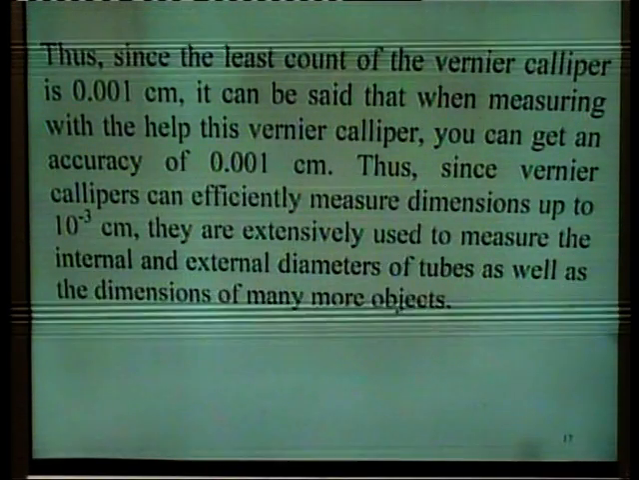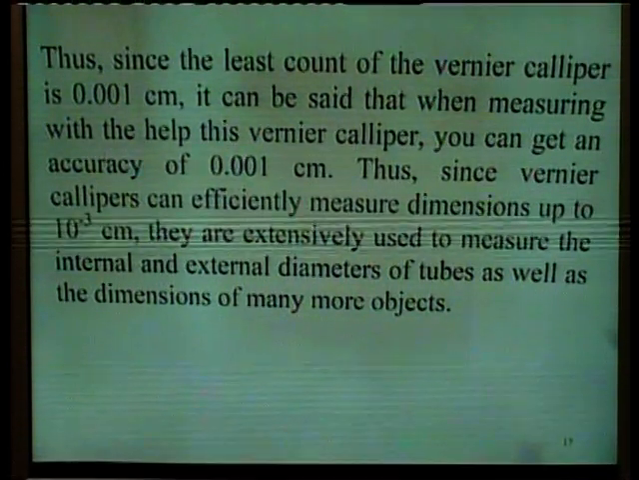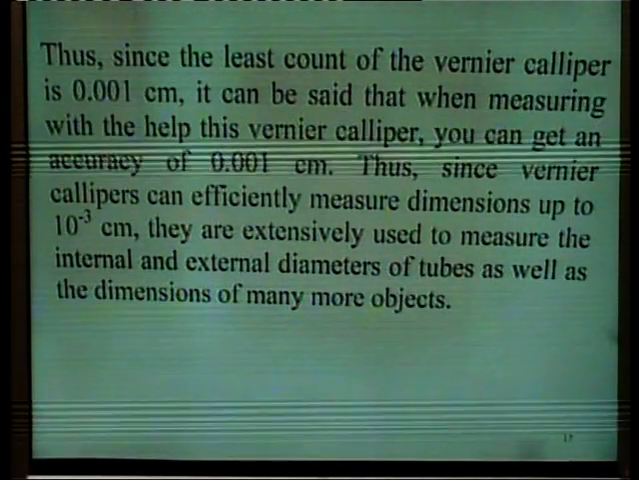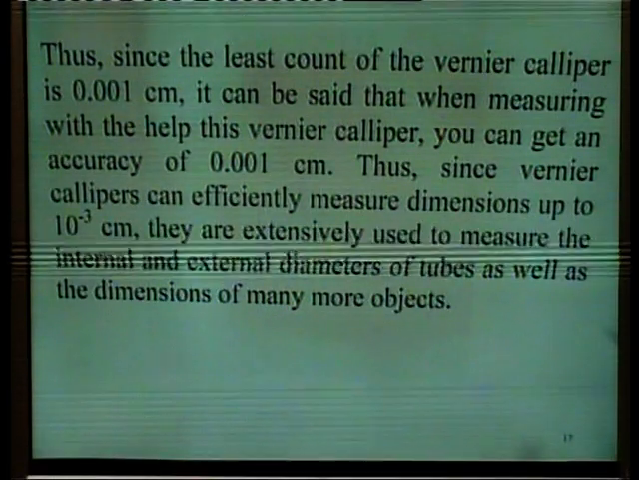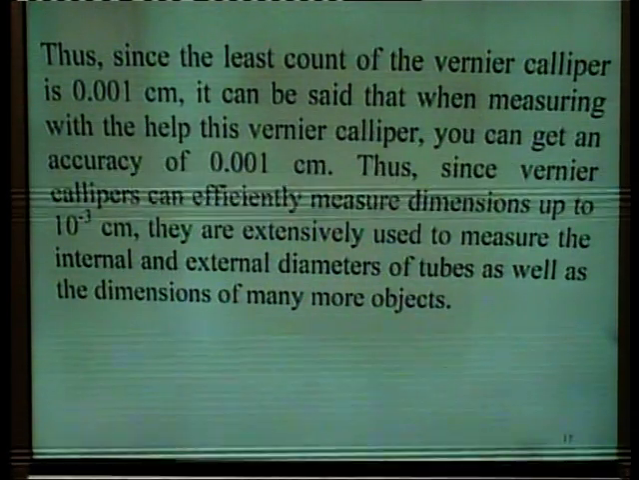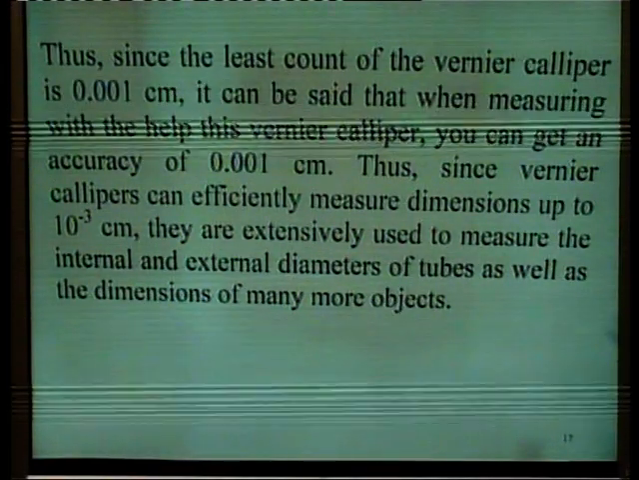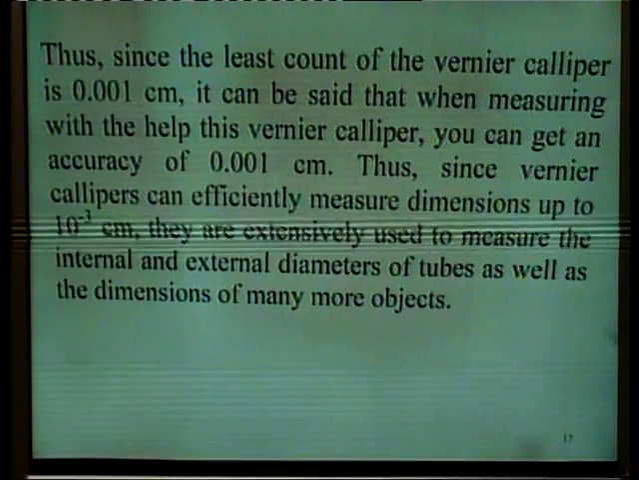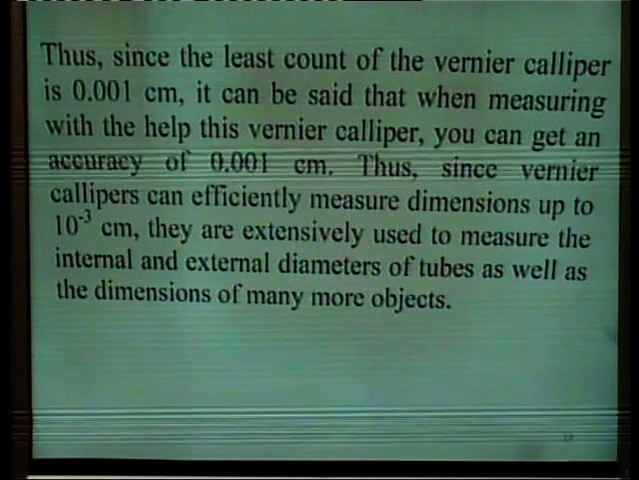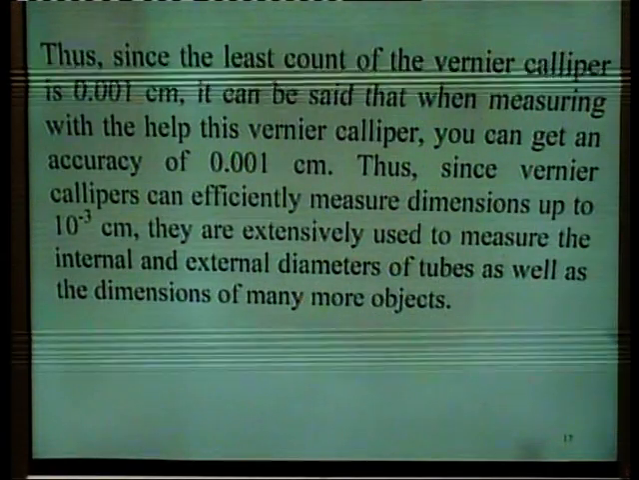Thus, since the least count of the vernier caliper is 0.001 centimeters, it can be said that when measuring with the help of this vernier caliper, you can get an accuracy of 0.001 centimeters. Since a vernier caliper can efficiently measure dimensions up to 10 raised to power minus 3 centimeters, they are extensively used to measure the internal and external diameters of tubes as well as the dimensions of many more objects.